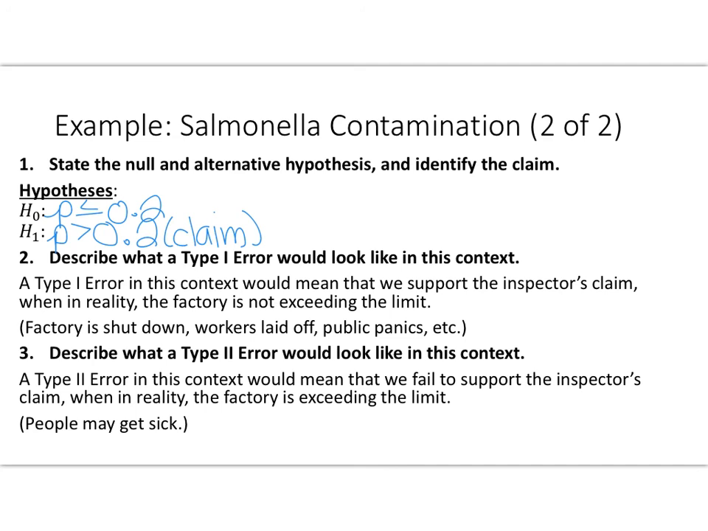So a type 1 error in this context would mean that we support the inspector's claim, but actually the factory is not exceeding the limit. So if we support the inspector's claim, then the factory would shut down because they have chicken with salmonella. A type 2 error in this context would be that we fail to support the inspector's claim, but really the factory is exceeding the limit. So they would not get shut down, but they would have salmonella and people would get sick.